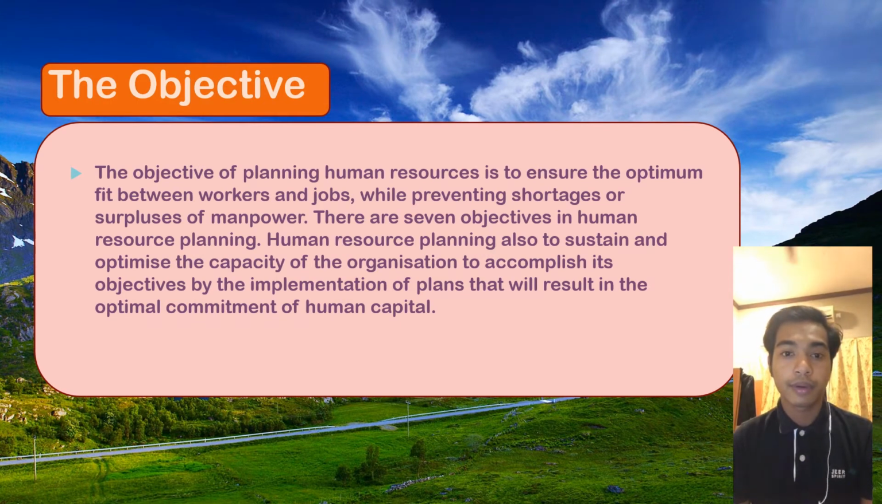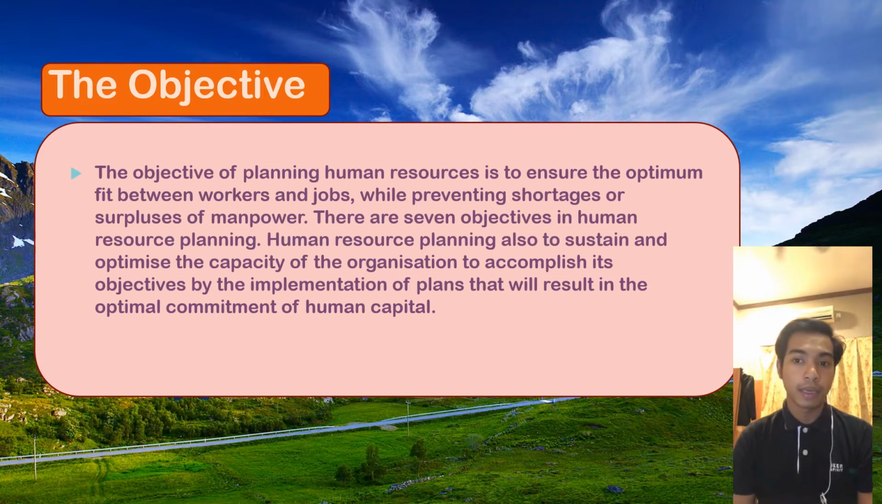The objective of human resource planning is to ensure the optimum fit between workers and jobs while preventing shortages or surpluses of manpower. There are 7 objectives in human resource planning. Human resource planning also aims to sustain and optimize the capacity of the organization to accomplish its objective by the implementation of plans that will result in the optimal commitment of human capital.